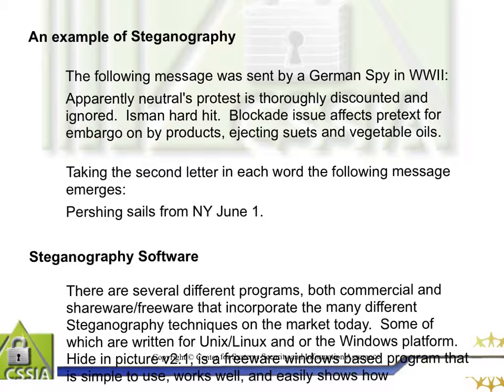An example which is kind of cool here was sent by a German spy in World War II, and here was the message: Apparently, neutrals' protest is thoroughly discounted and ignored. Is man hard hit? Blockade issues affects pretext for embargo on byproducts, ejecting suets and vegetable oils. It means absolutely nothing when you read it. But if you take the second letter in each word, the following message emerges: Pershing sails from NY June 1st.